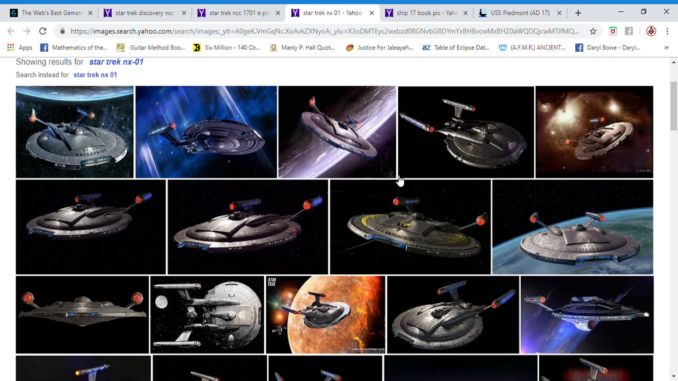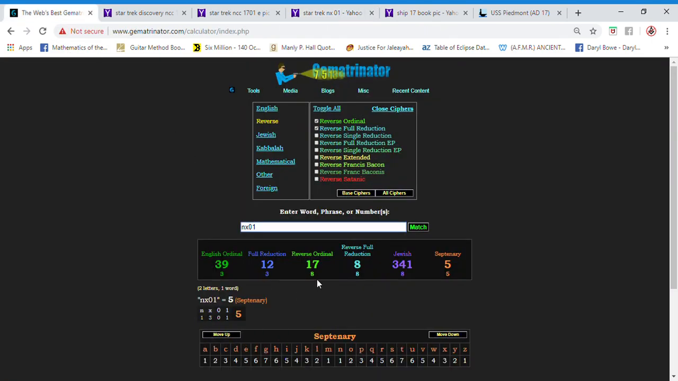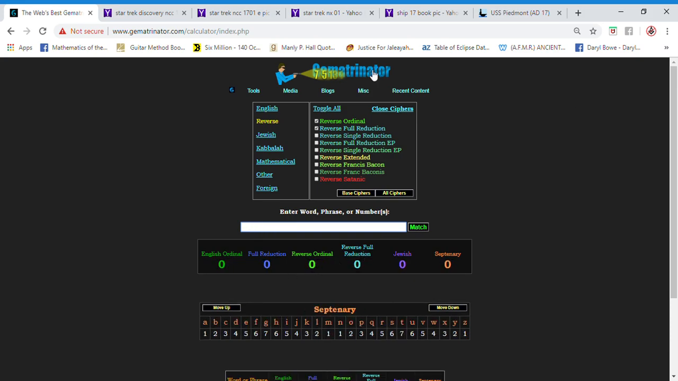But anyway, so the NX-01, let's punch that in. See, it's 17 right here, okay? And it was also called the ISS Enterprise. See the 17 in the septenary right there? Enterprise is 176 and 175 in English ordinal and reverse ordinal. Again, you're seeing the 17s. No mistake, no question.